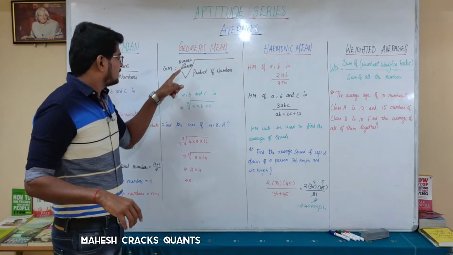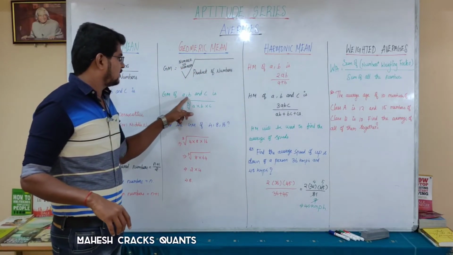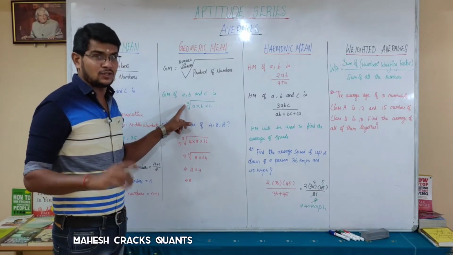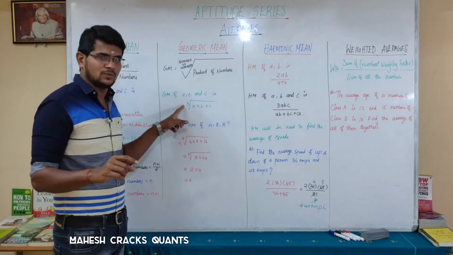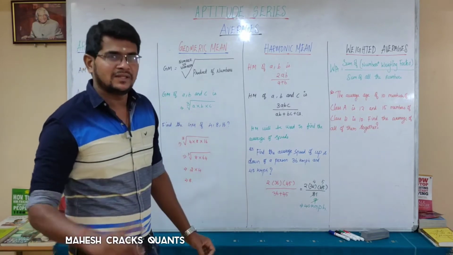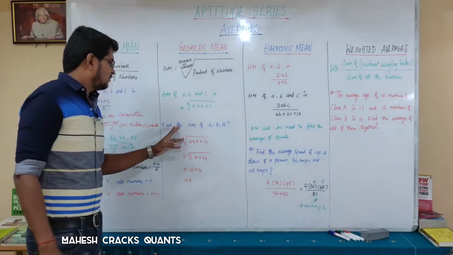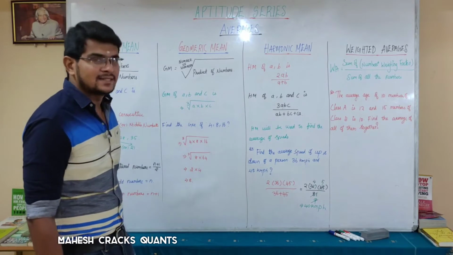Which means if there are three numbers, the GM of A, B, C means the cube root of the product of A into B into C. Example: find the GM of 4, 8, 16.